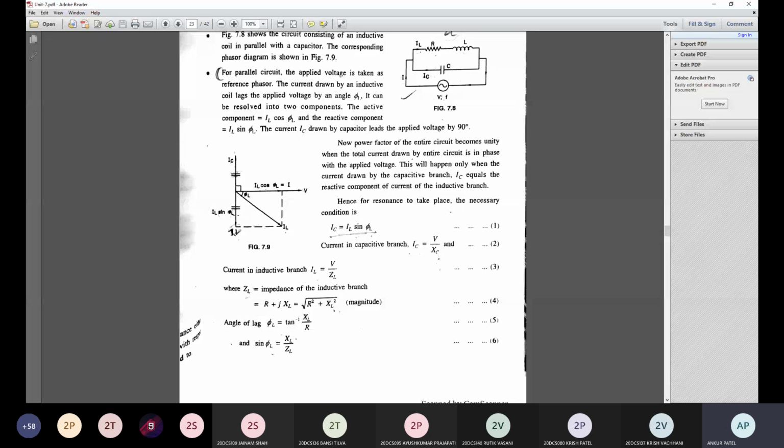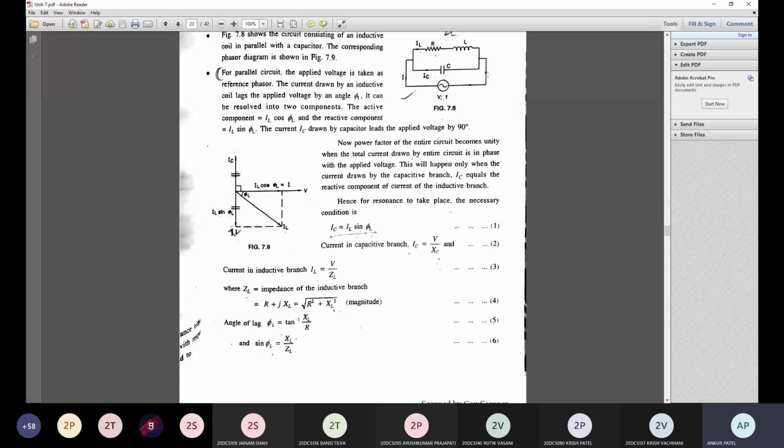To calculate these resonance conditions, we have to consider this inductive portion. In the inductive portion, IL resolves into two components, IL cos phi L and IL sin phi L. This IL cos phi L, in the same direction as the resultant current, is the active component. This sin component is the reactive component, while IL cos phi is in phase with the resultant current.